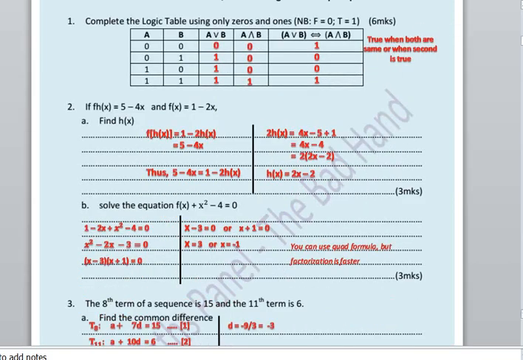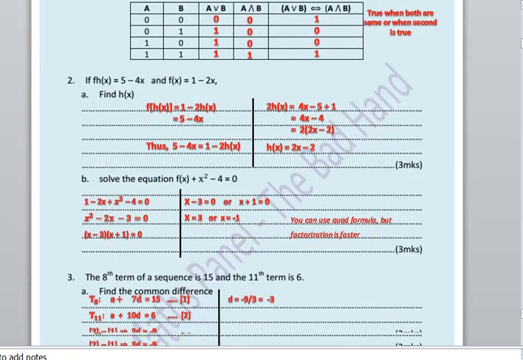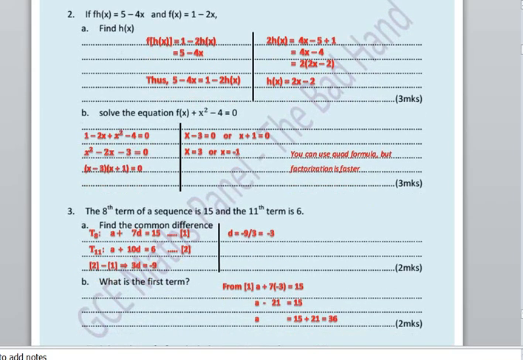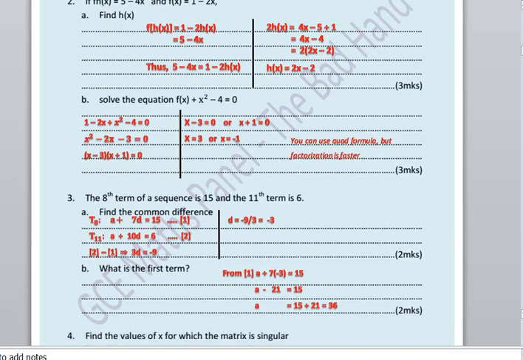Alright, now question 3. The 8th term of a sequence is 15 and the 11th term is 6. Find the common difference. So the 8th term T8 is given by A plus 7 times the common difference, which is equal to 15, equation 1. And the 11th term is A plus 10 times the common difference. That gives us 6, equation 2.